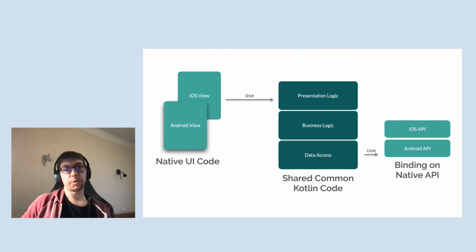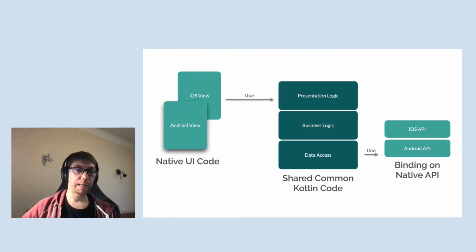This is the big picture to keep in mind. You can declare everything in the shared common Kotlin code, and then you can gather all this common Kotlin code with Koin modules.